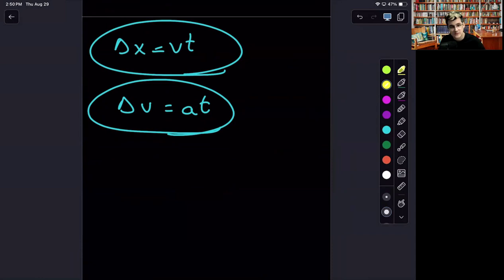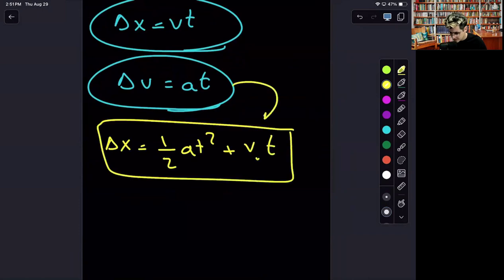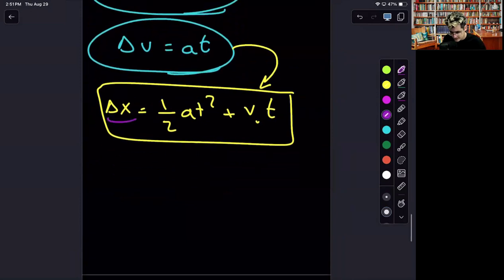So that is why you need the third formula in this chapter. The third formula in this chapter is delta x equals 1/2 at squared plus v0t. This formula comes from here actually, but you need to know calculus to know where it's coming from. But anyway, for now, just memorize it. The formula is very simple. Delta x is the displacement, then acceleration and time, then initial velocity and time. That's it. So that's how you can calculate the displacement.